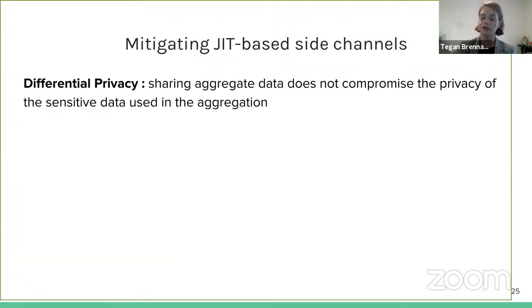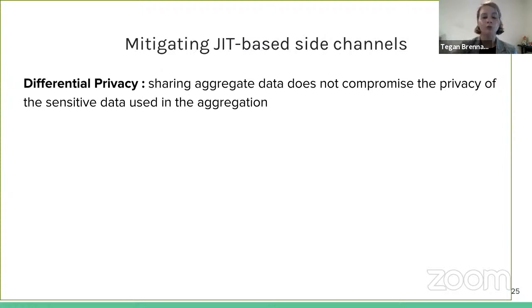At present, I have turned my attention towards the mitigation of JIT-based side channels. As previously mentioned, just-in-time compilation is crucial to the performance of many modern programming languages, such as Java and JavaScript. So simply disabling JIT is not a realistic option. Instead, I turn to ideas from differential privacy to address this problem.